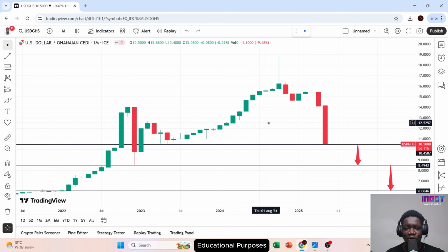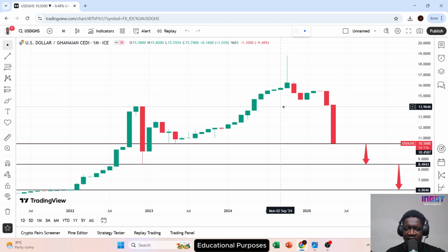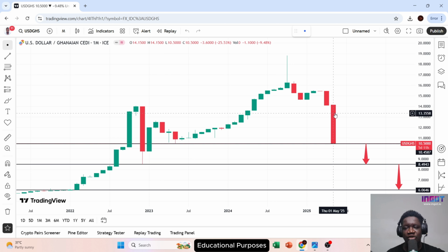Now let's look at it from the technical analysis point of view. If you look at this chart closely, you would realize that this month the Ghana Cedi has gained more strength against the US dollar. Where I have the mouse now, which is the beginning of April, one USD against the Ghana Cedi was around 15.4, and then it closed at 14.10 in April. Then in May, it started from 14.1, and currently is around 10.4.